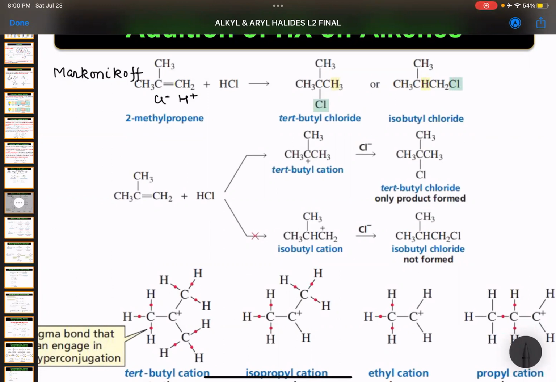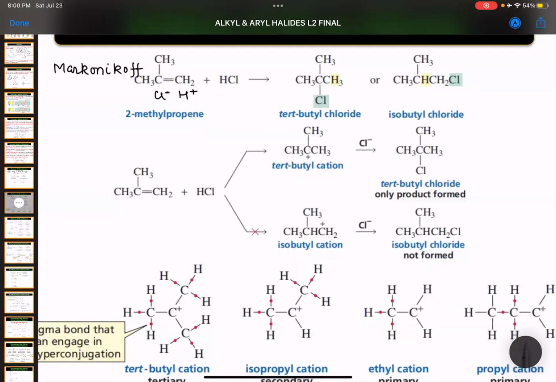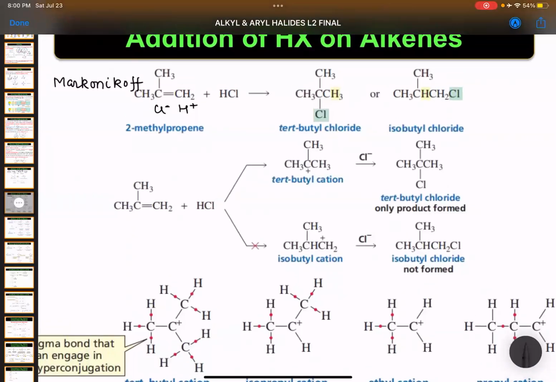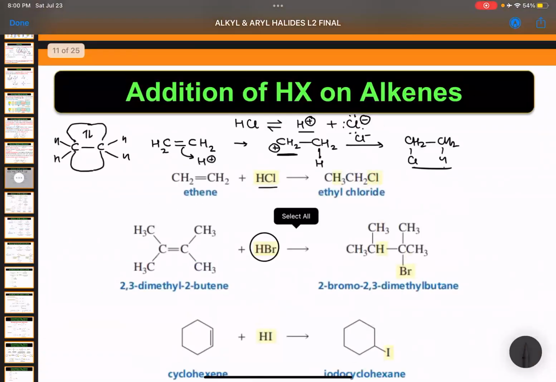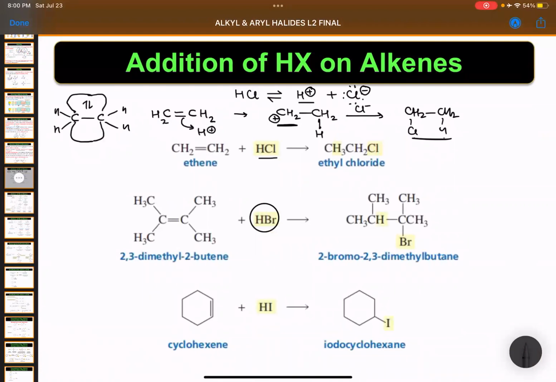So when the halogen is on the carbon which has fewer hydrogens, then it will be more stable. Actually, don't think in terms of halogen, because the halogen comes only after the climax gets over. What you are saying is correct, but you need to change the way in which you are saying it. Tell in terms of H plus, because that is the first step of the reaction.